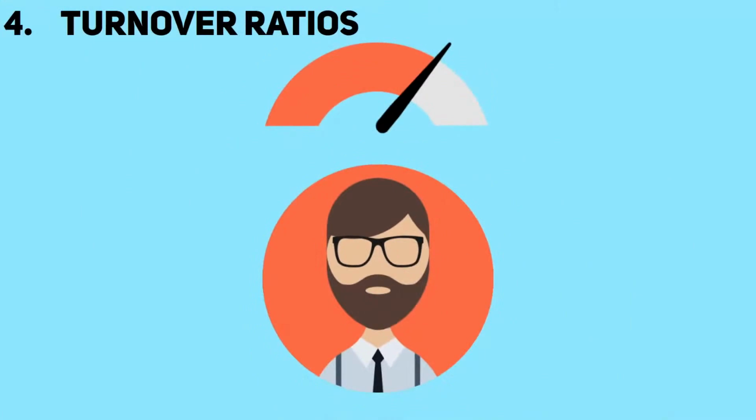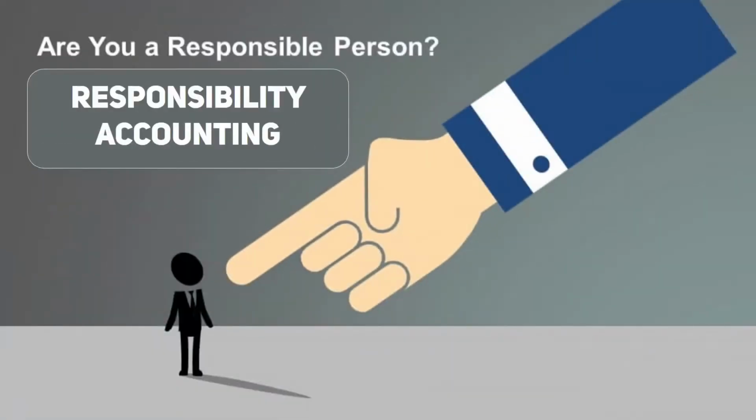Moving on to the next one, that is turnover ratio. These ratios are calculated to determine the efficiency of operation based on the effective utilization of resources, whether they're using resources efficiently or not. Moving on to the next topic, that is responsibility accounting. Responsibility accounting is a system of accounting in which different sections, divisions and departments of an organization are set as responsibility centers. They are responsible for that particular department.